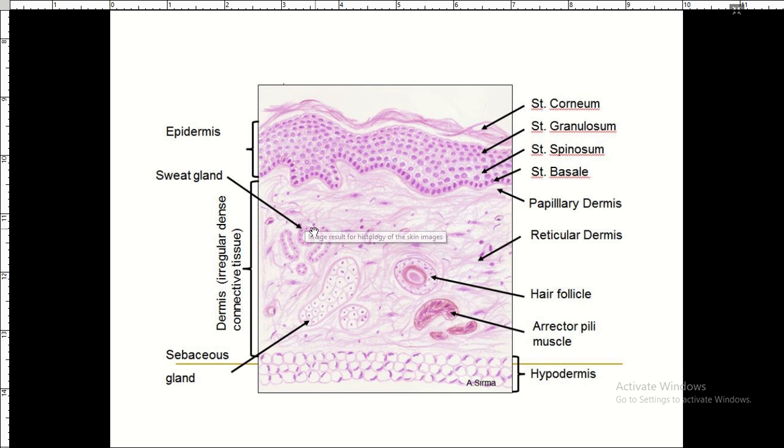Right? There's another layer of the dermis. Dermis is irregular dense connective tissue if it is the reticular, and then loose tissue if it is the dermal papilla. So you can actually see this is your hair follicle, your erector pili muscle you're going to see, and along with the hair follicle, you're going to have your sebaceous gland and your sweat glands right here.